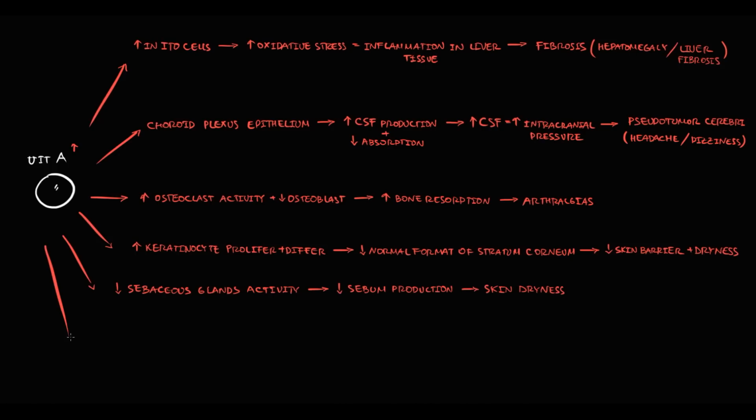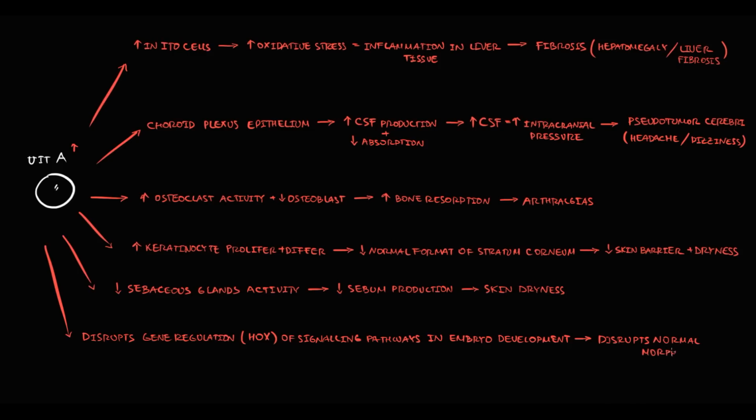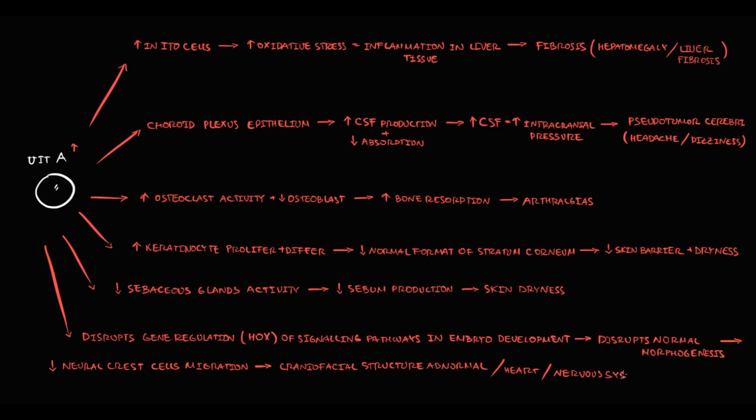And the last feature is related to the ability of vitamin A to affect the state of genes involved in regulation of signaling pathways in embryonic development. Massive concentration of vitamin A can disrupt normal morphogenesis. Typically, vitamin A inhibits neural crest cell migration, which leads to formation of craniofacial structure abnormalities. Also, it can affect normal formation of the heart and nervous system.